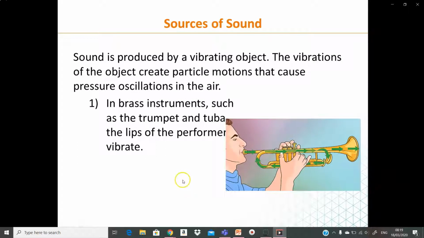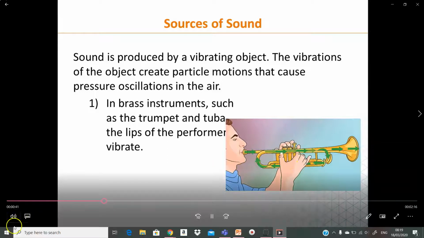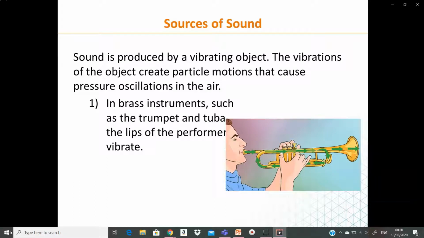As we all know, sound is produced by a vibrating object. When an object vibrates, it will produce a series of low pressure areas and high pressure areas. The high pressure areas are going to be surrounding the vibrating object. And since it's a series of compression and rarefaction, the sound is going to be produced and then perceived by our ears.